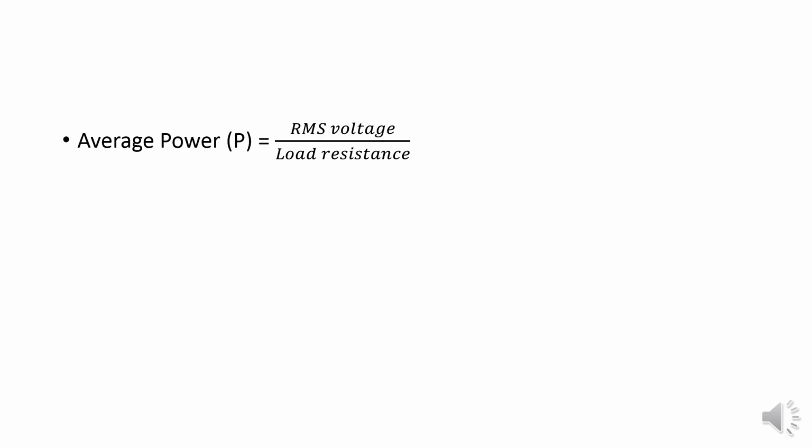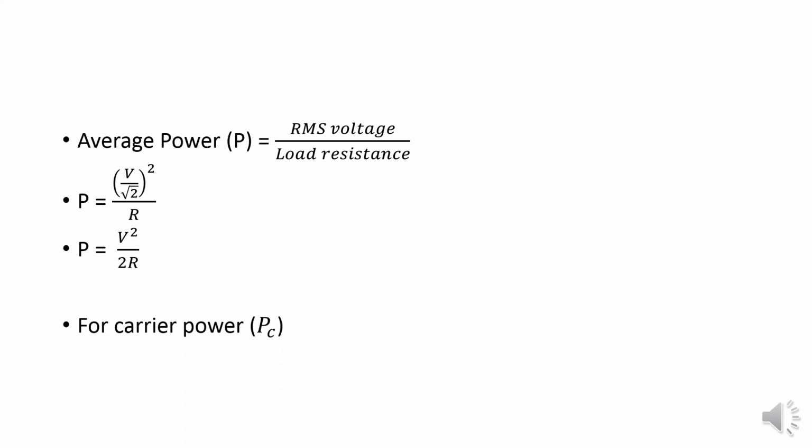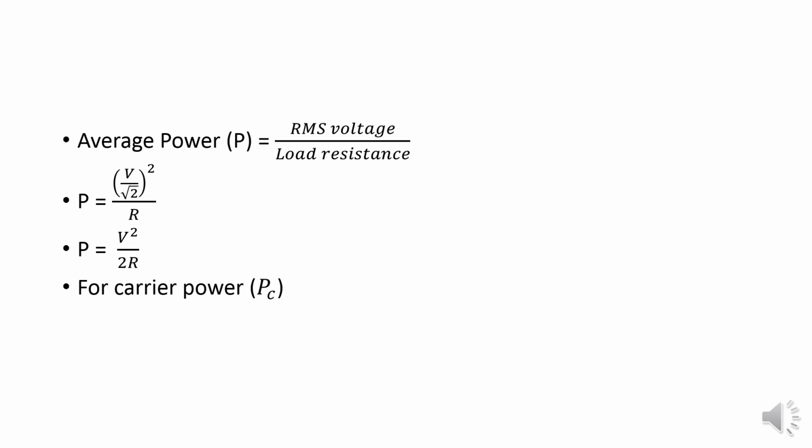Next we have to calculate the average power, that is, RMS voltage squared divided by load resistance. Power is equal to (V divided by root 2) the whole squared divided by R. So the power is equal to V square divided by 2R. For carrier power, PC is equal to V square divided by 2R.